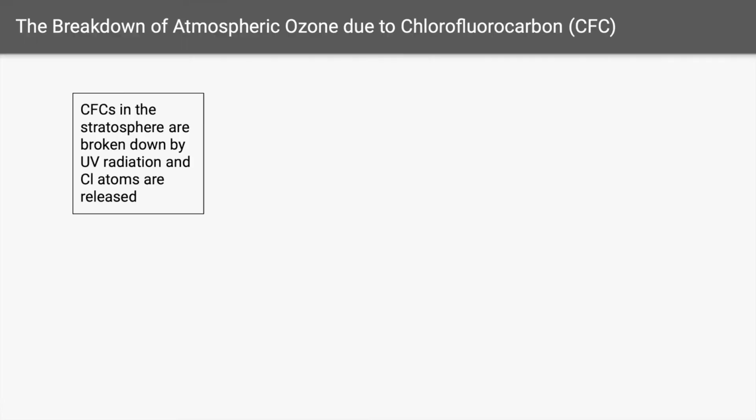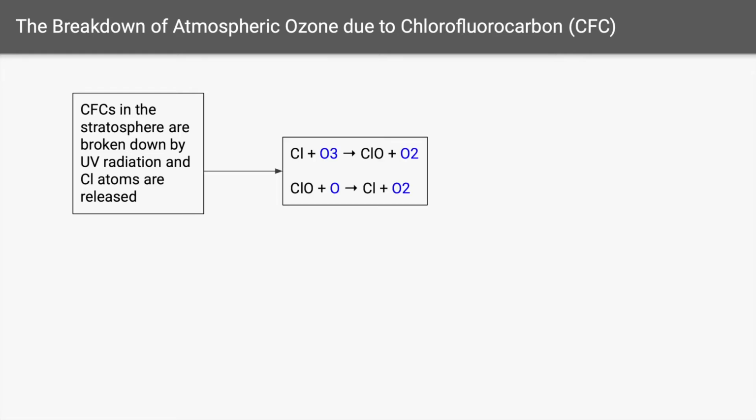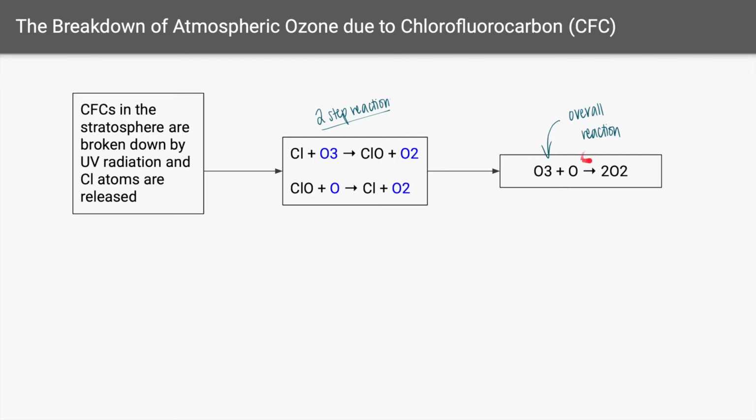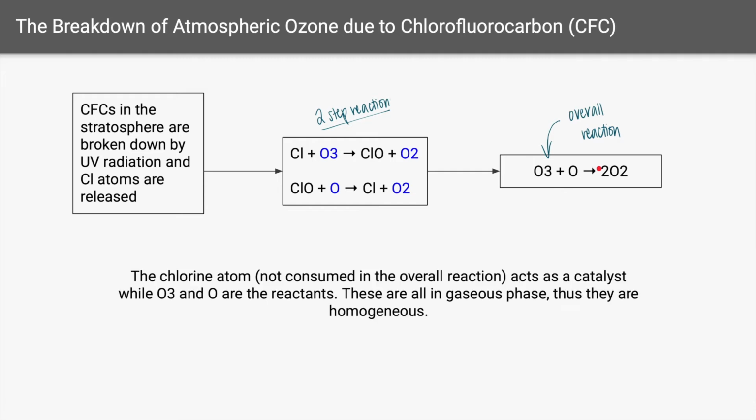An example is the depletion of atmospheric ozone due to chlorofluorocarbons, or CFCs. First, CFCs are broken down and chlorine atoms are released. Initially the chlorine is removed in the first reaction, but it's regenerated in the second equation, and the net result is the depletion of ozone and oxygen. The chlorine atom is not consumed in the overall reaction. It just provides a different pathway for the overall reaction to happen faster. So the chlorine is the catalyst, and the ozone and oxygen are the reactants. They're all in the gaseous phase, thus it's homogeneous.